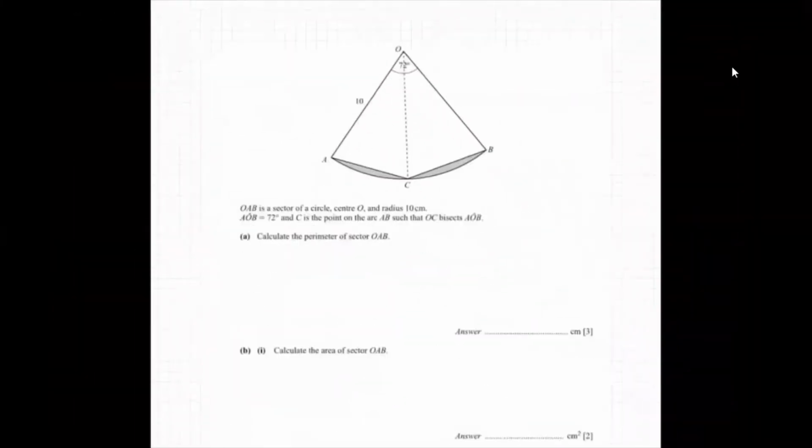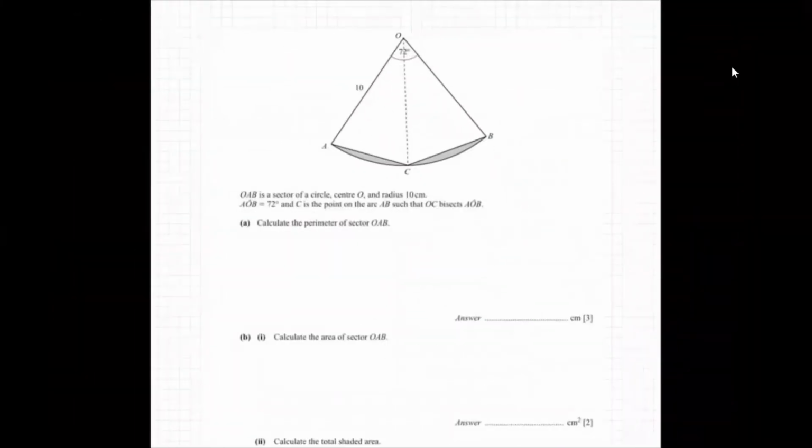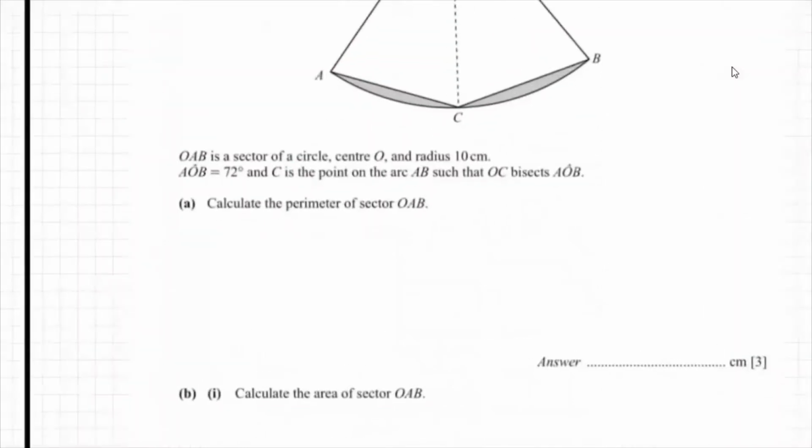The first question that we have over here is asking us to calculate the perimeter of the sector OAB. Let's point it out. So the sector OAB is over here. Perimeter of a sector is calculated using the formula, which is 2 times the radius plus the length of an arc. Let's find the length of an arc first.